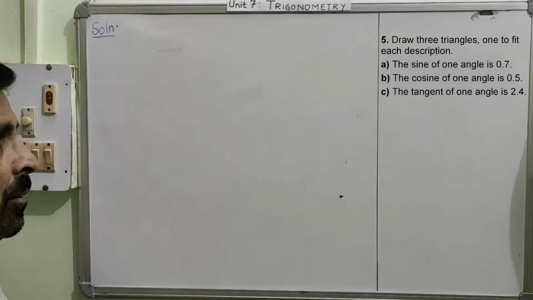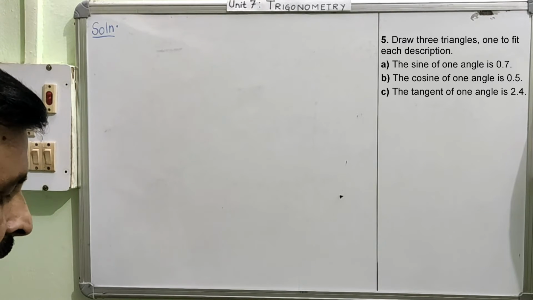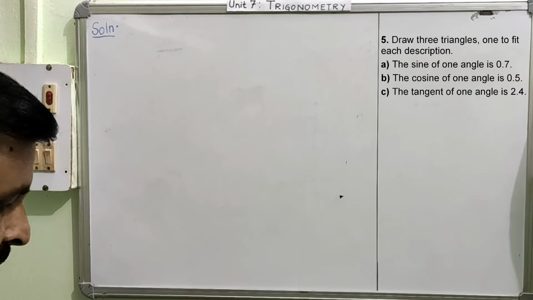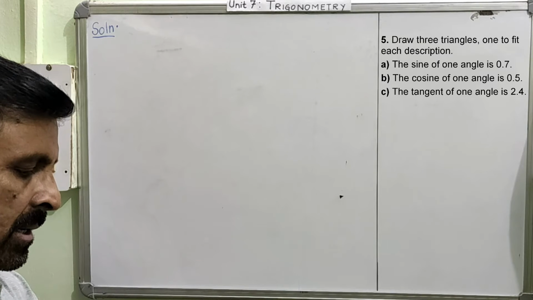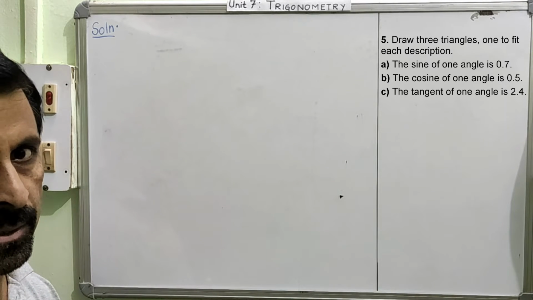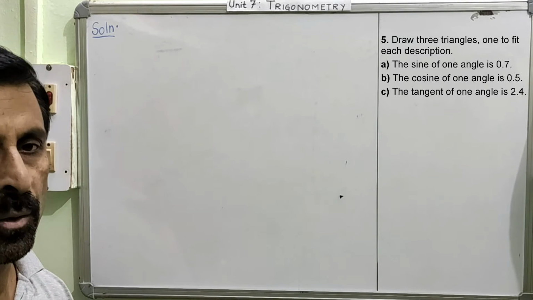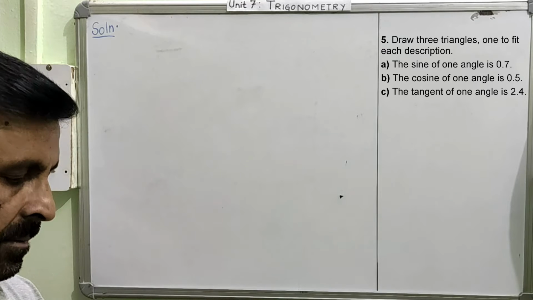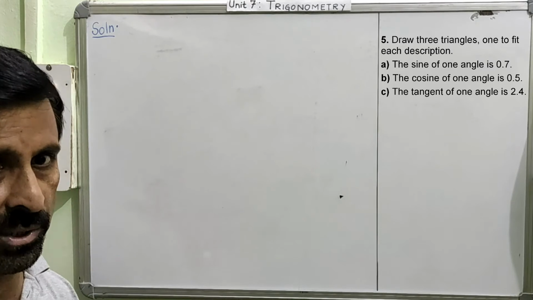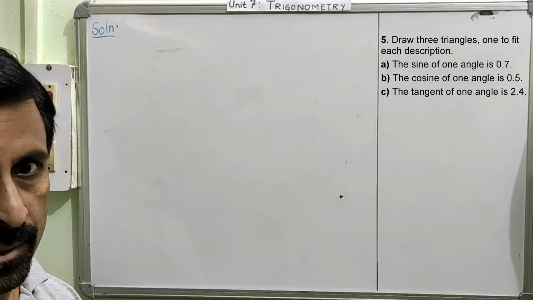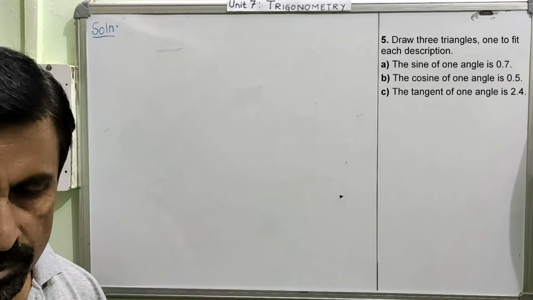Thank you. Now we are moving on to question number 5, and this is an activity type question. Very simple situation. Question number 5 says, draw 3 triangles, one to fit each description. So there are 3 descriptions given to us, and for each description we have to draw a triangle which satisfies the given condition. So this is a very simple task.